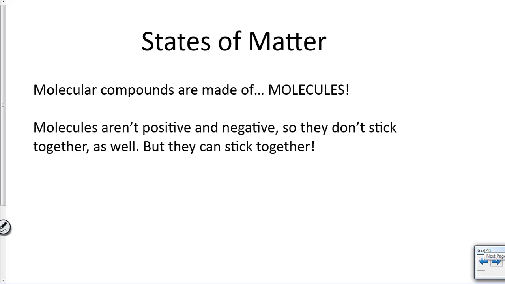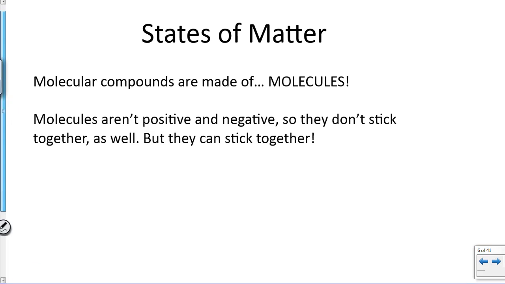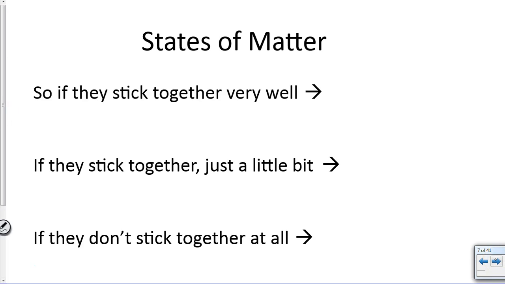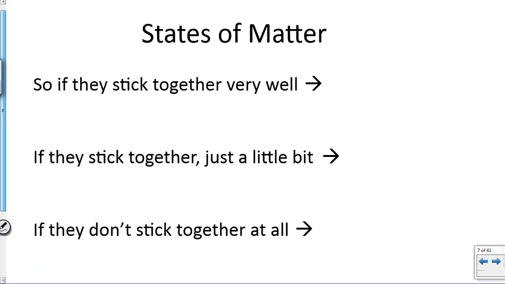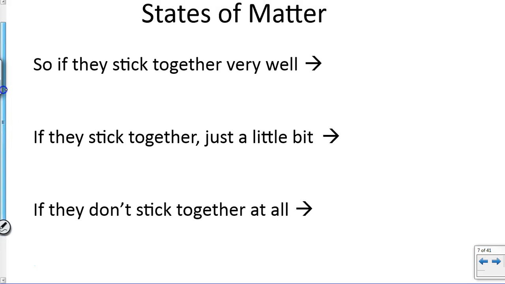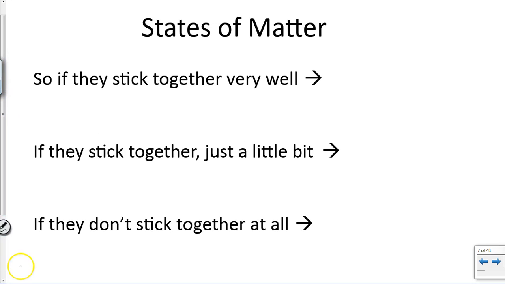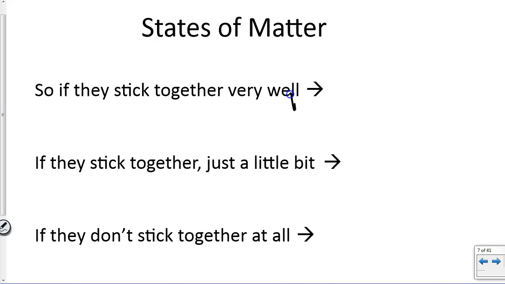Molecular compounds are made of molecules. Molecules aren't positive or negative. They don't stick together as well, but they can stick together. So, if they stick together very well, what we end up seeing, if Mr. McLeod will be nice enough to draw this, so if they stick together really well, we end up seeing a solid form. Like ionics, this will be solid.